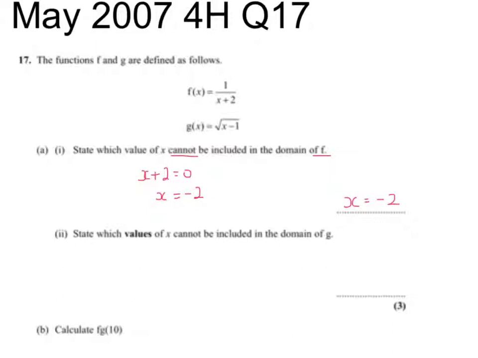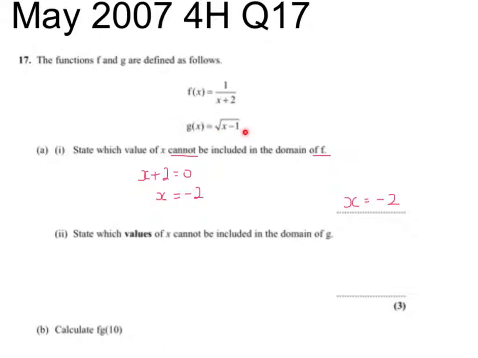For part B, they very helpfully bold this word values, so it's plural. For part A part 1 we were just looking for one value, but for A part 2 we're looking for values: which values of x cannot be included in the domain of g. So I have a look at g, and you should know that in the domain of real numbers, you cannot take the square root of a negative number.